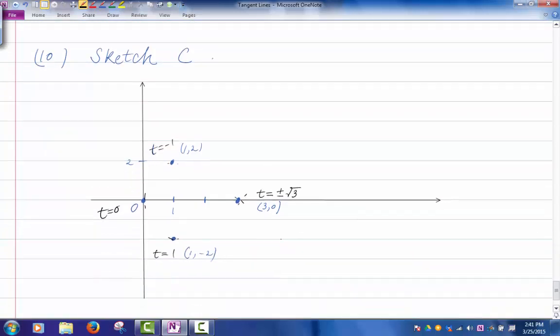Sketch C. Okay. Sketch C. All that work that we did, finally we're going to put together in order to sketch the graph of C. Now, I'm going to give you 2 minutes here, 2 minutes only, and whoever comes with the graph within that 2 minutes will be given 2 extra points, okay? 2 minutes.